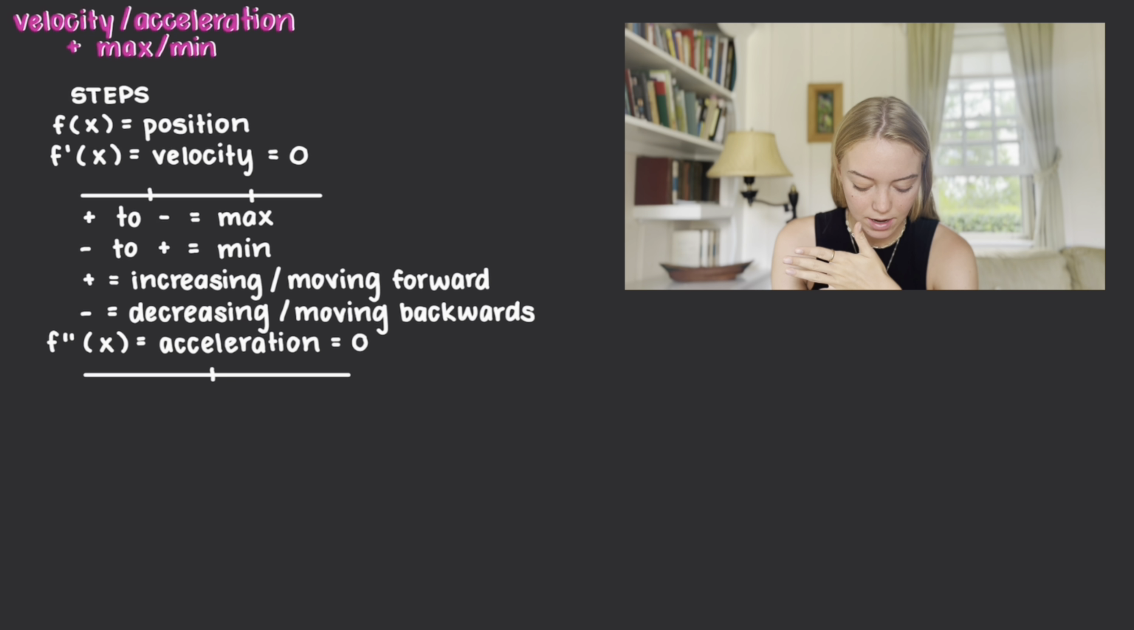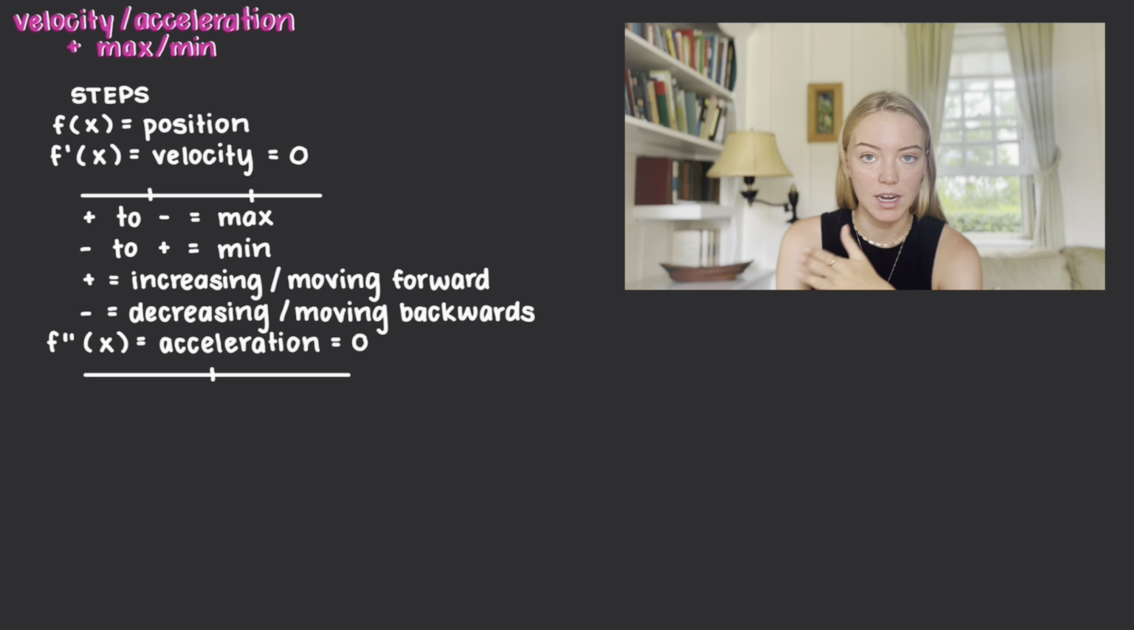Draw your number line, and then plug in numbers on the left and the right. If it's positive, it's concave up. If it's negative, it's concave down. How are you going to remember what concave up looks like, what concave down looks like? I always like to remember concave up. This is concave up, this little U here.